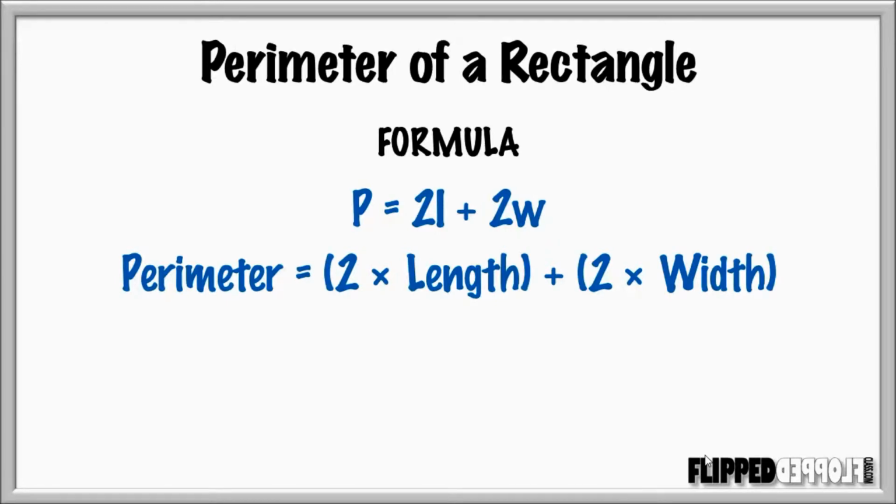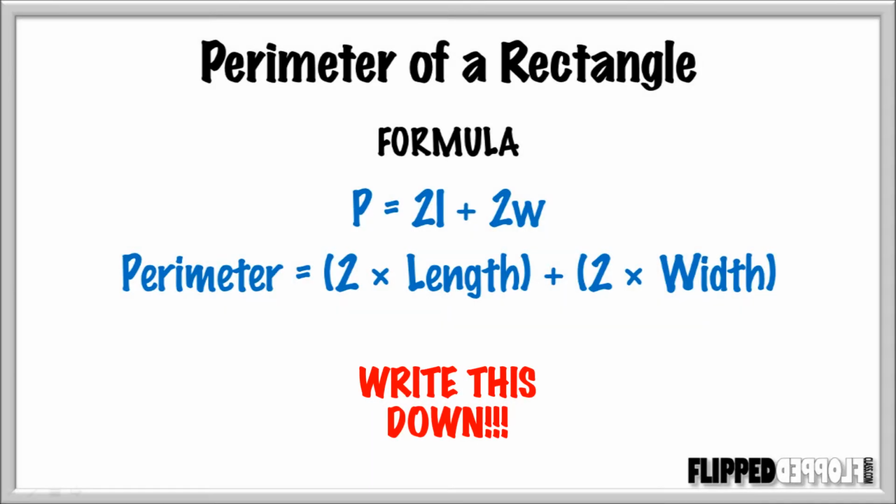The reason you multiply the length by 2 and you multiply the width by 2 is because on a rectangle, you're always going to have 2 equal lengths and 2 equal widths. So if you multiply the length by 2, you'll end up with the sum of the 2 lengths. And if you multiply the width by 2, you'll come up with the sum of the 2 widths as well. Once you multiply the 2 lengths and the 2 widths, you add them both together to come up with the perimeter of the rectangle.